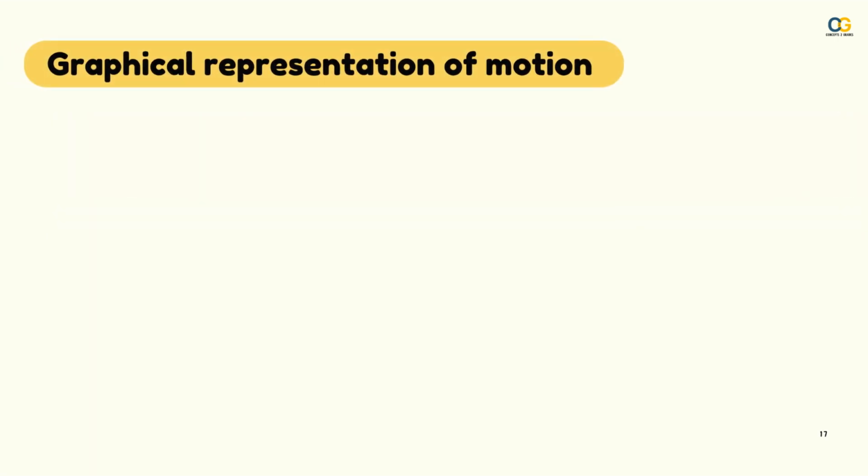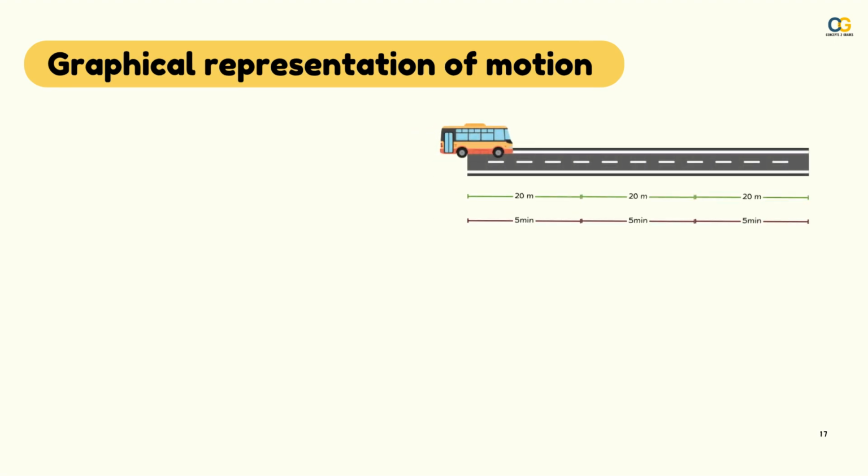Let us now move to graphical representation of motion. Let us consider the uniform motion example that we saw earlier, where the bus covers 20 meters every 5 minutes. So here, if we plot this as a table, at the 0th minute, the distance traveled by the bus is 0 meters. At 5 minutes, it traveled 20. In 10 minutes, it traveled 40. And in 15 minutes, it traveled 60.